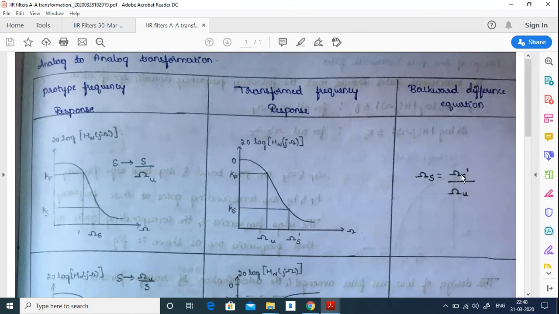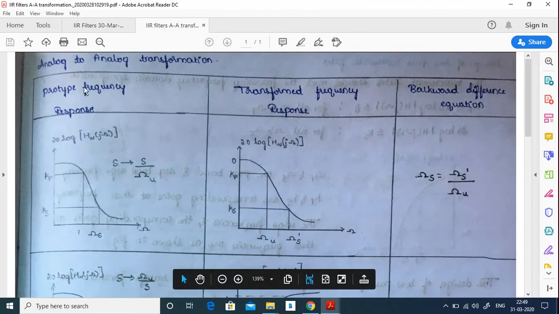But in general, the omega p value need not be 1 radians per second. It could be something else. But we know formulas only to design a normalized low pass filter wherein omega p is equal to 1 radians per second. As a result, in general, whatever may be the value of omega p, we first design or obtain the transfer function for the normalized low pass filter, and then with the help of a suitable transformation, we'll convert the normalized low pass filter into the desired filter. As you can observe here, there are three columns.